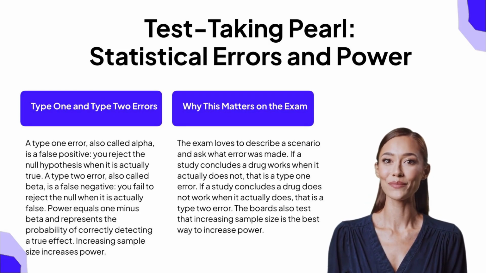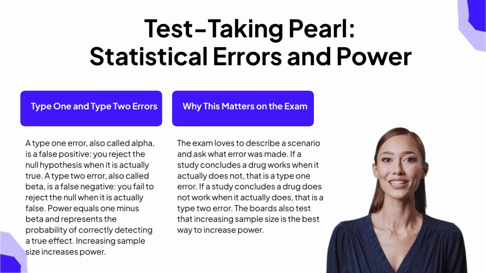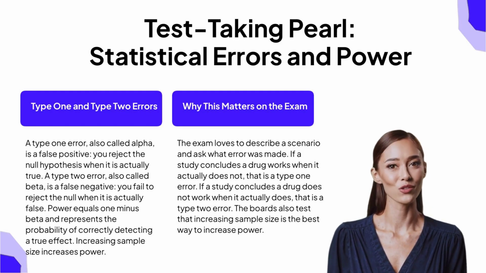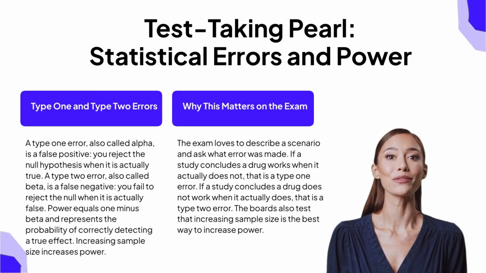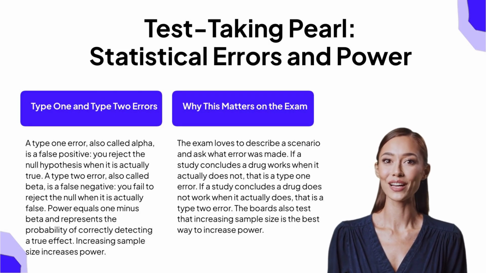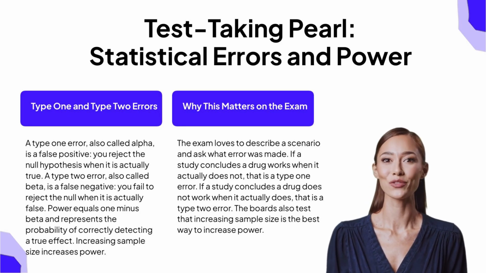you missed it. Power equals 1 minus beta, and it represents the probability of detecting a true effect when one exists. The most important thing the boards test is this. If a study concludes a drug works when it actually does not, that is a type 1 error. If a study concludes there is no effect when there actually is one, that is a type 2 error. And the best way to increase power is to increase the sample size.